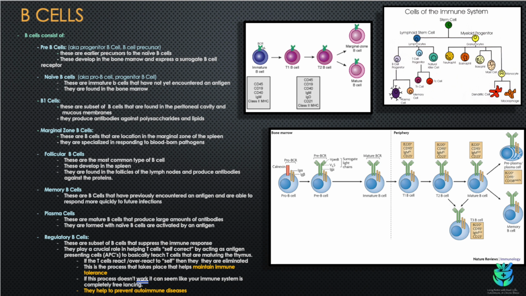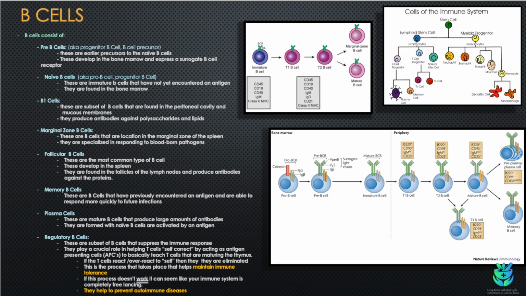Follicular B cells. These are the most common type of B cell. They develop in the spleen, and they are found in the follicles of the lymph nodes and produce antibodies against proteins. Memory B cells. These are B cells that have previously encountered an antigen and are able to respond more quickly to future infections. Plasma cells are mature B cells that produce large amounts of antibodies. They are formed from naive B cells activated by an antigen.